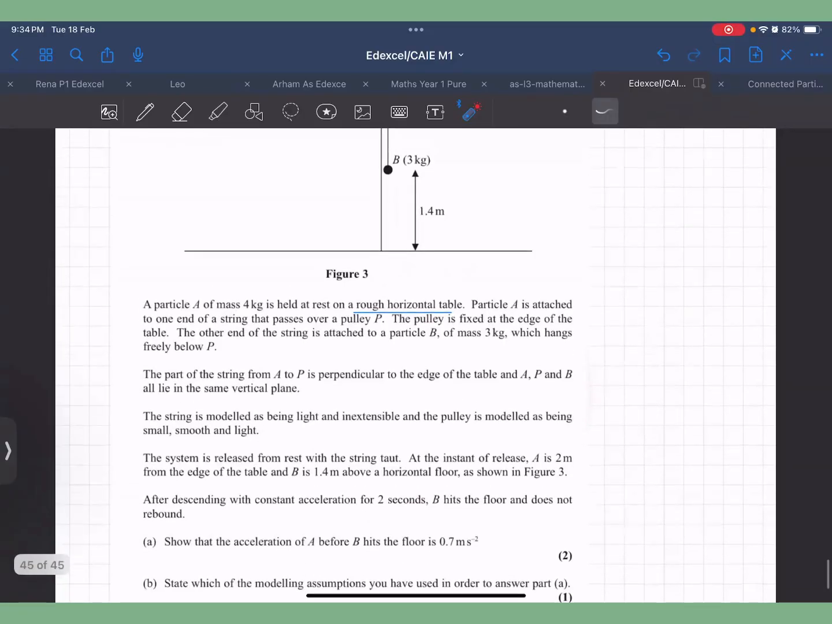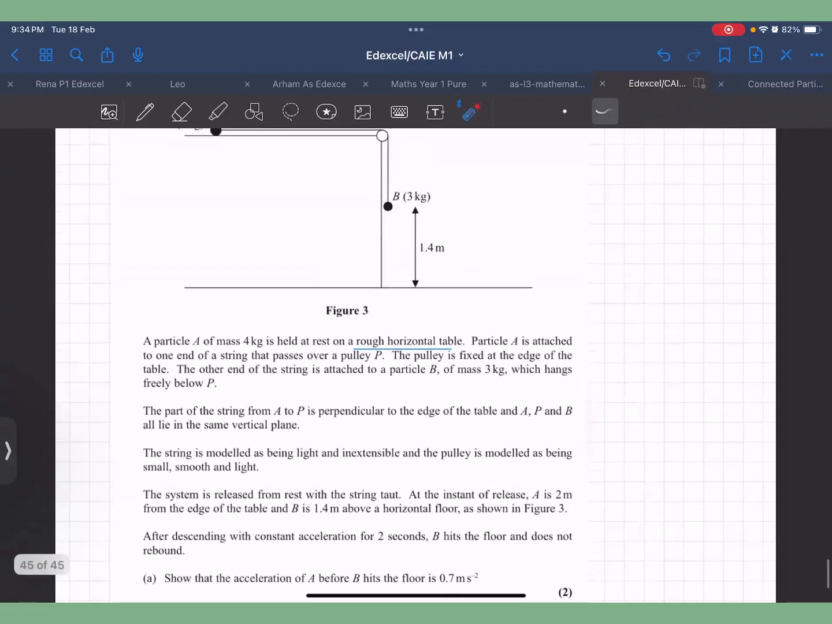Show that the acceleration is 0.7. So right now we don't even need the F equals ma part or the equations for A and B separately. They have given us that B is traveling 1.4 meters, and time is 2 seconds, and constant acceleration. They're asking for the acceleration of B before it hits the floor.